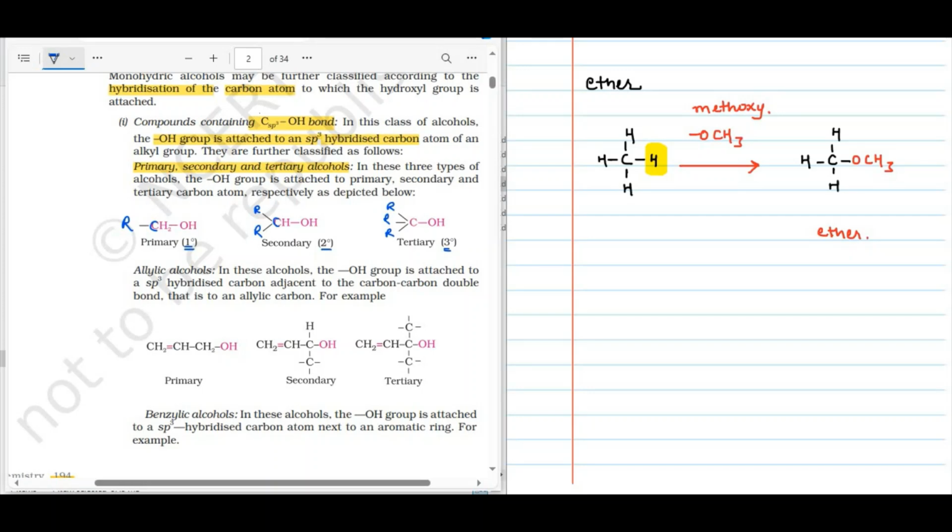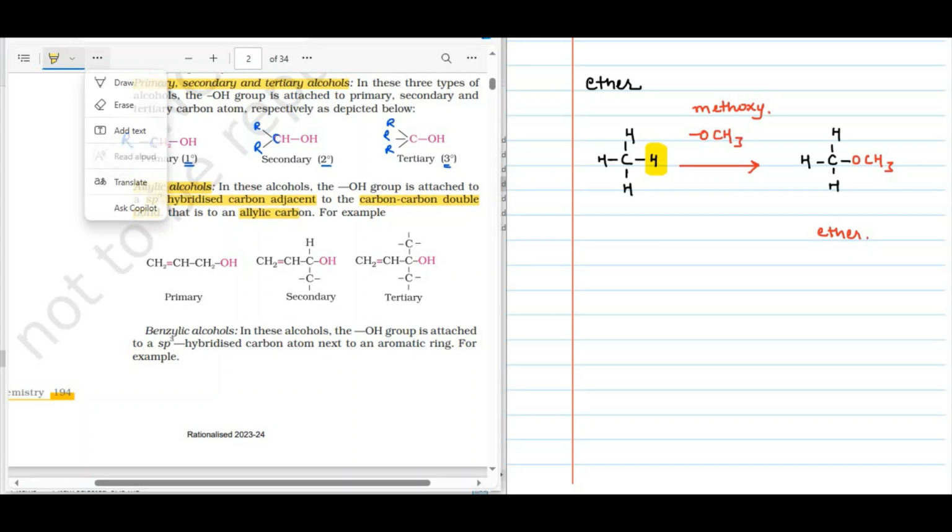Now come to another class of alcohol. This is allylic alcohol. In these alcohols, the OH group is attached to an sp3 hybridized carbon adjacent to the carbon-carbon double bond, that is, to an allylic carbon. As we have learned before, the allylic position is the position next to a carbon-carbon double bond. As you see in the first example, here CH2 double bond CH, single bond CH2, single bond OH.